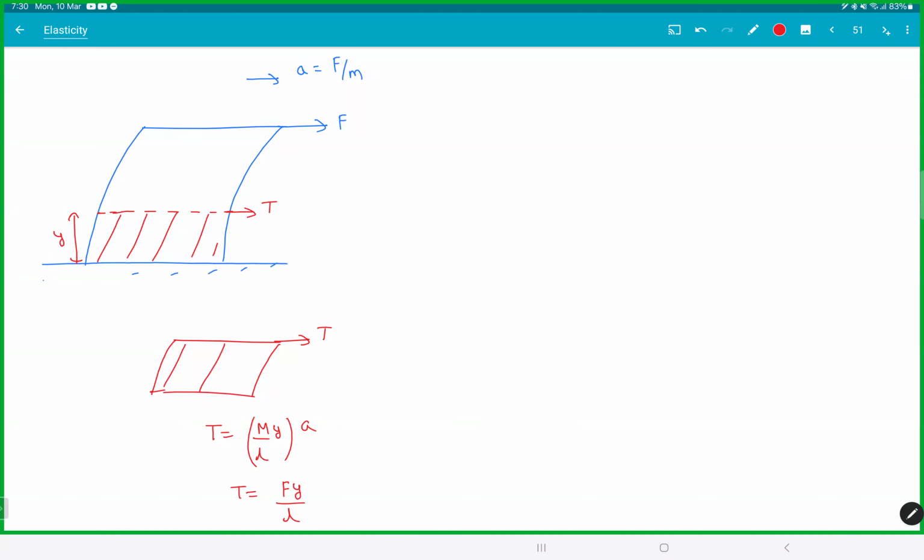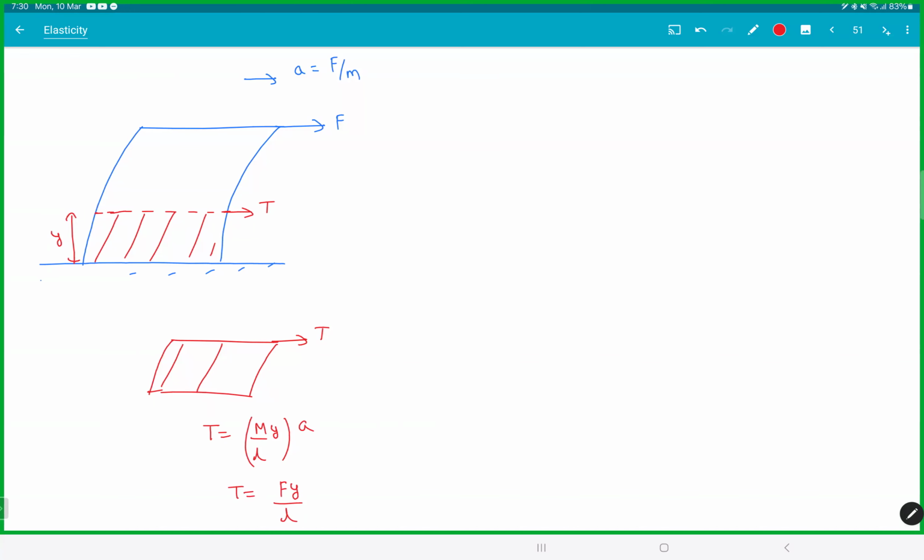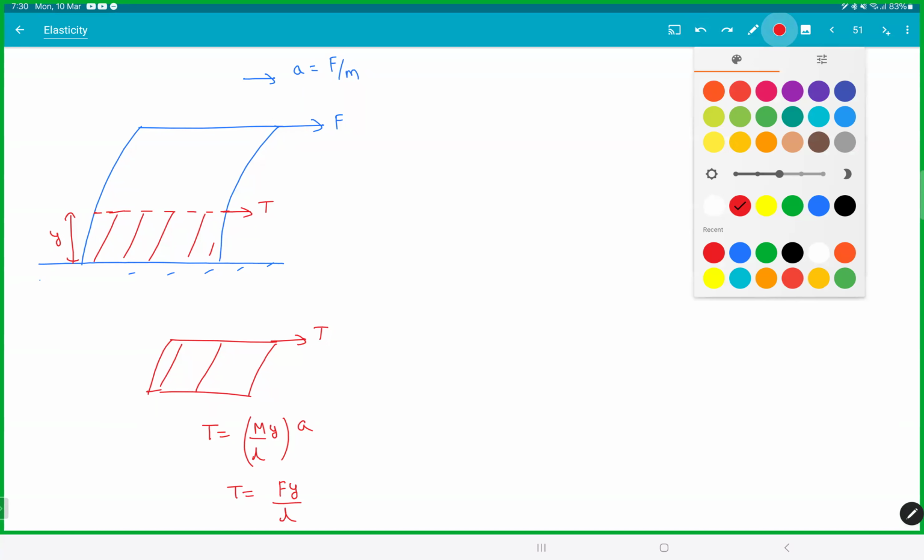Is this making sense, everyone? It means as you go up, the tension increases. Obviously, at the top, how much was the tension? F. As you come down, the tension decreases, until there is zero tension at ground level. So the tension at every cross section is continuously decreasing. That is the reason you're getting a curve.